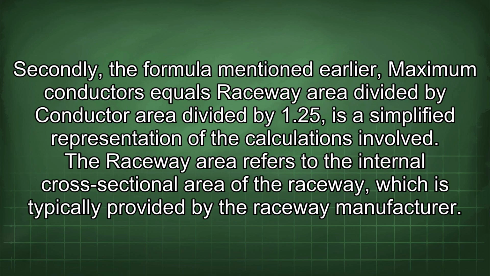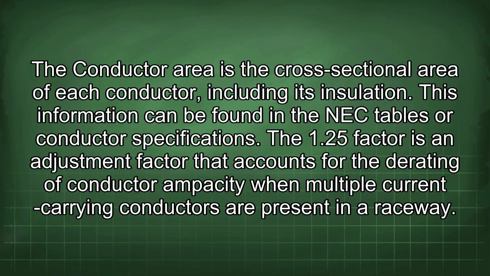Secondly, the formula mentioned earlier, maximum conductors equals raceway area divided by conductor area divided by 1.25, is a simplified representation of the calculations involved. The raceway area refers to the internal cross-sectional area of the raceway, which is typically provided by the raceway manufacturer. The conductor area is the cross-sectional area of each conductor, including its insulation. This information can be found in the NEC tables or conductor specifications.